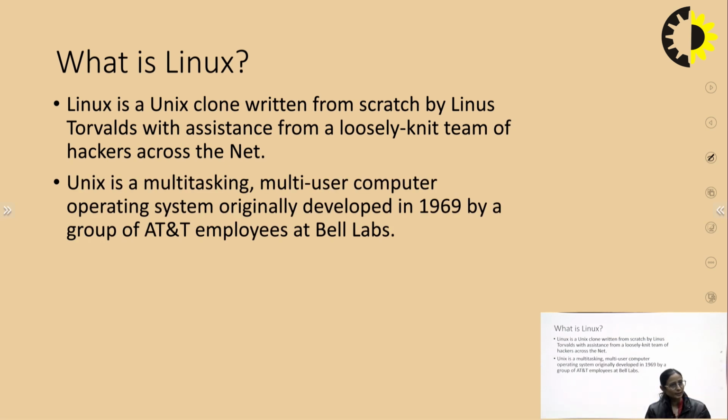So what is Unix? It is a multitasking, multi-user OS, and it was developed in 1969 by AT&T employees at Bell Laboratories. What is the meaning of multitasking? That it is executing multiple programs simultaneously and also interacting with the user. And multi-user means many users are interacting with the same system. Basically, Linux is a clone, so it is also doing multitasking and multi-user operation.